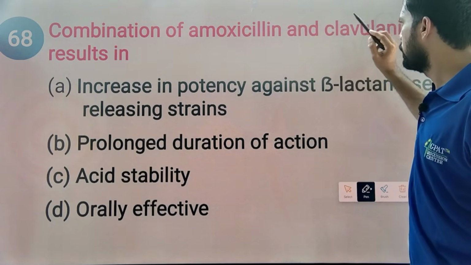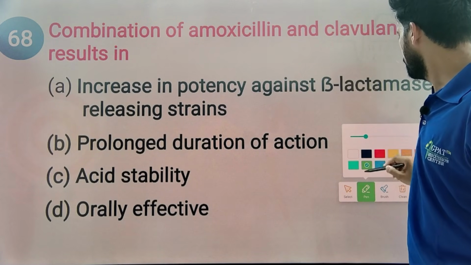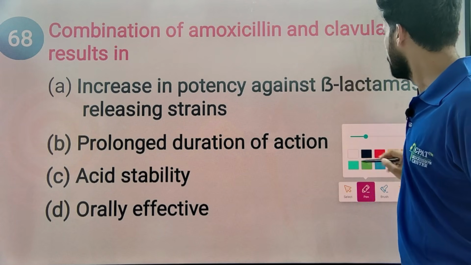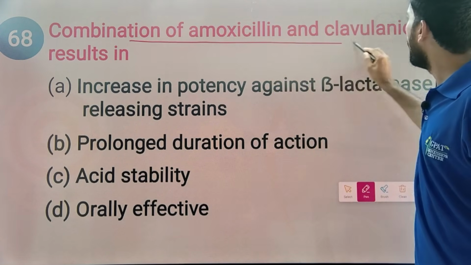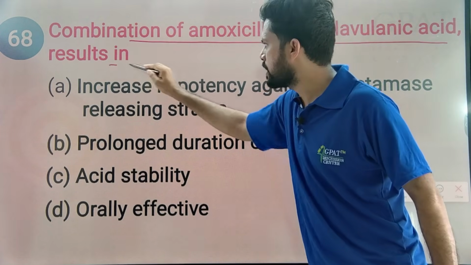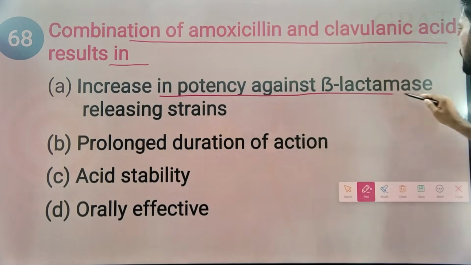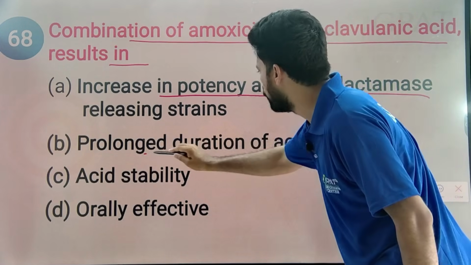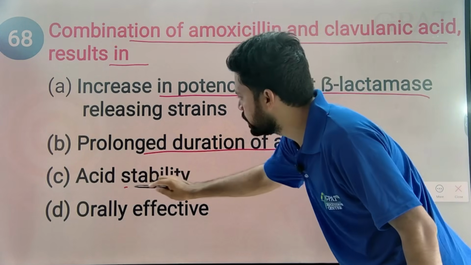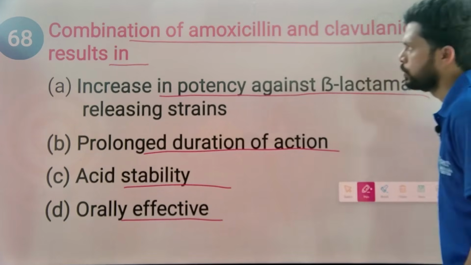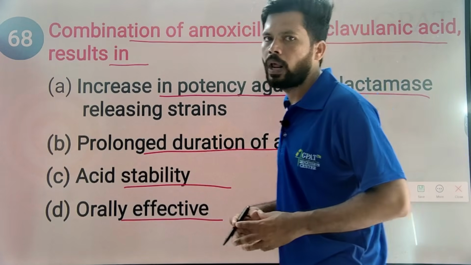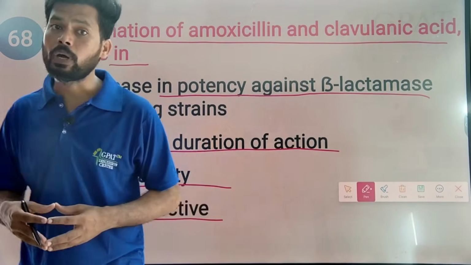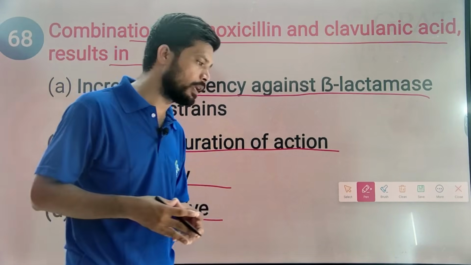Combination of amoxicillin and clavulanic acid results in increase in potency against beta-lactamase releasing strains, prolonged duration of action, acid stability, orally effective. So amoxicillin, one of the amino penicillins, is effective on gram positive as well as gram negative bacterial infections.